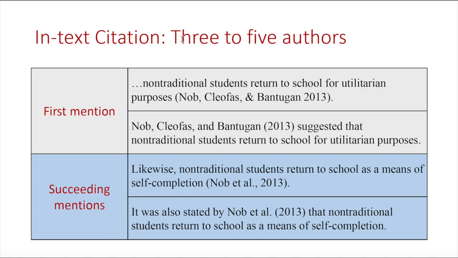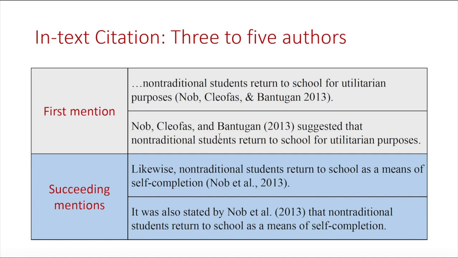Now, when you have 3 to 5 authors, however, there will be a variation between the first mention and the succeeding mention. So same rule, if the authors are part of the sentence structure, use the word. If they are in the parentheses, use this instead. So in the first mention, you mention all the authors. In the succeeding mention of these sources, you only mention the first author followed by et al. and then the year of publication.